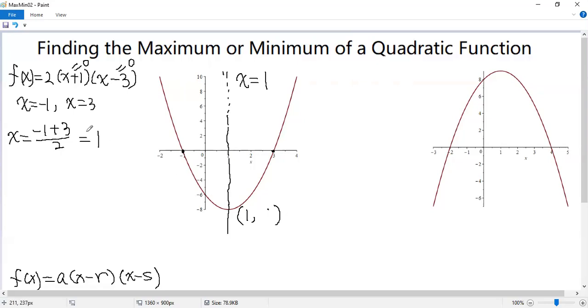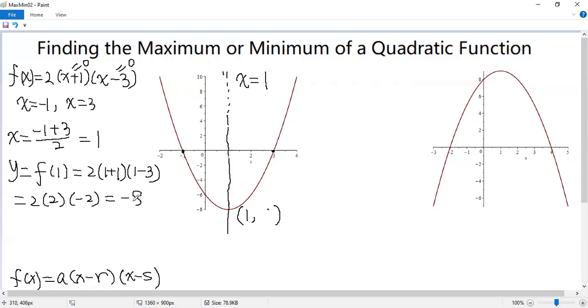In order to find the y coordinate of the vertex, we plug in x equals 1 to the function. So y equals 2 times (1 plus 1) times (1 minus 3). So equals 2 times 2 times negative 2, which is negative 8. Now a equals 2, greater than 0. So it opens up. So the function only has a minimum, which is negative 8.